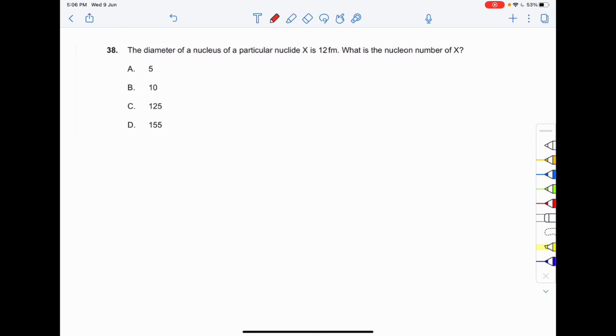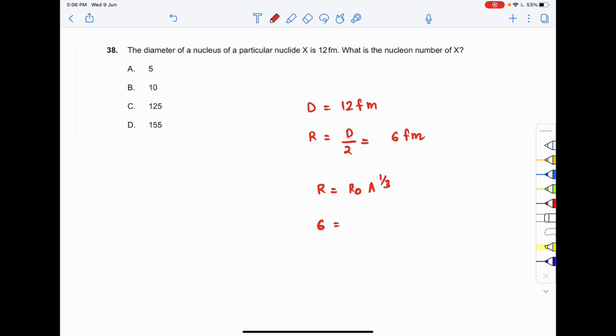So proceeding on to the next question, the diameter of the nucleus of a particular nuclide X is 12 femtometer. So the diameter is given to be how much? 12 femtometer. So the radius, which is diameter divided by 2, is equal to 6 femtometer. Now what is the nuclear number of X? We know that R is equal to R naught A to the power 1 by 3, where A is the nuclear number. R is 6.